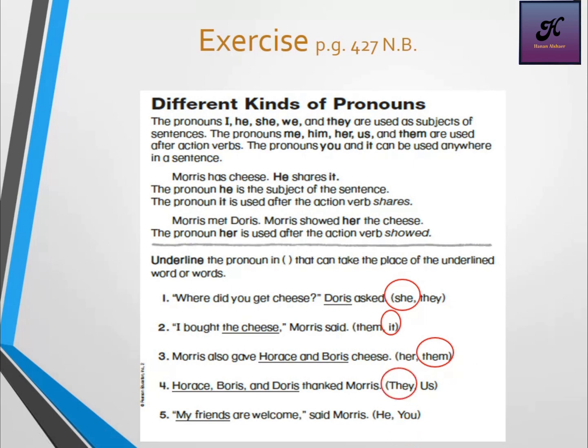Number 5. My friends are welcome, said Morris. Now my friends here, is it plural or singular? Plural. Excellent. Okay, and then does it come before or after? Yes, it comes before the verb because are is the verb right here. So it's a subject. Since it's a subject, I will say he, it's one boy, or you. My friends are welcome, said Morris. So I am welcome. It's friends, it's plural, and we said you is the one that comes with everything: with the singular and with the plural, object and subject. So I will use what? You or he? Yes, I will use you.